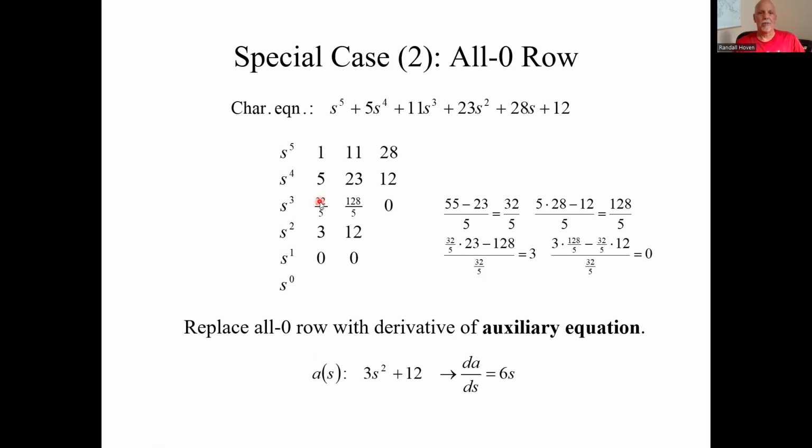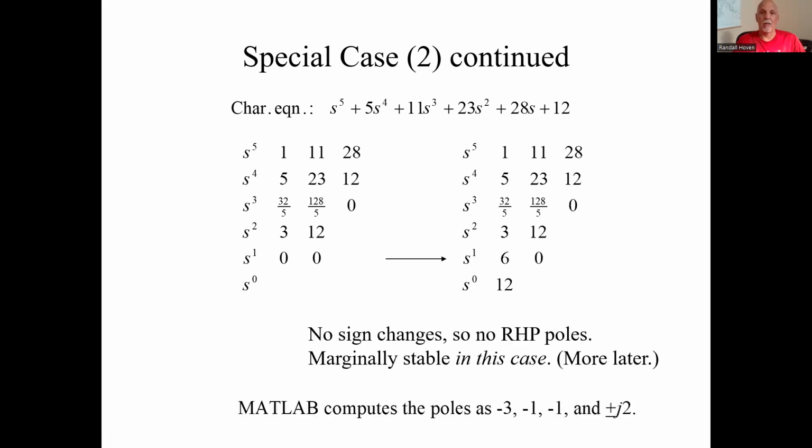You can always multiply any row by some constant other than 0, and it's okay. When we do that, we get this Routh array. I just replace that row with that 6, and I get all positive terms in that first column. So no sign changes.